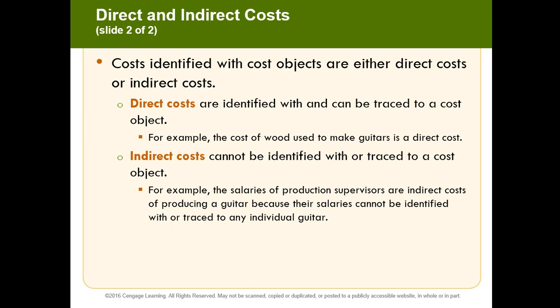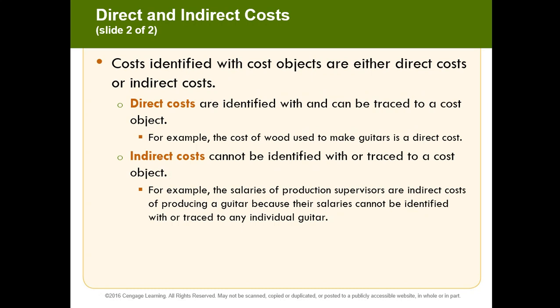And costs with these products that we are building are either going to be labeled as direct or indirect costs. Direct costs are those things that can be directly identified to our product. In our example for our guitars, the cost of the wood. We should know exactly how much wood we need to build each guitar. We should know exactly how many strings we need to put on those guitars and the cost of it.